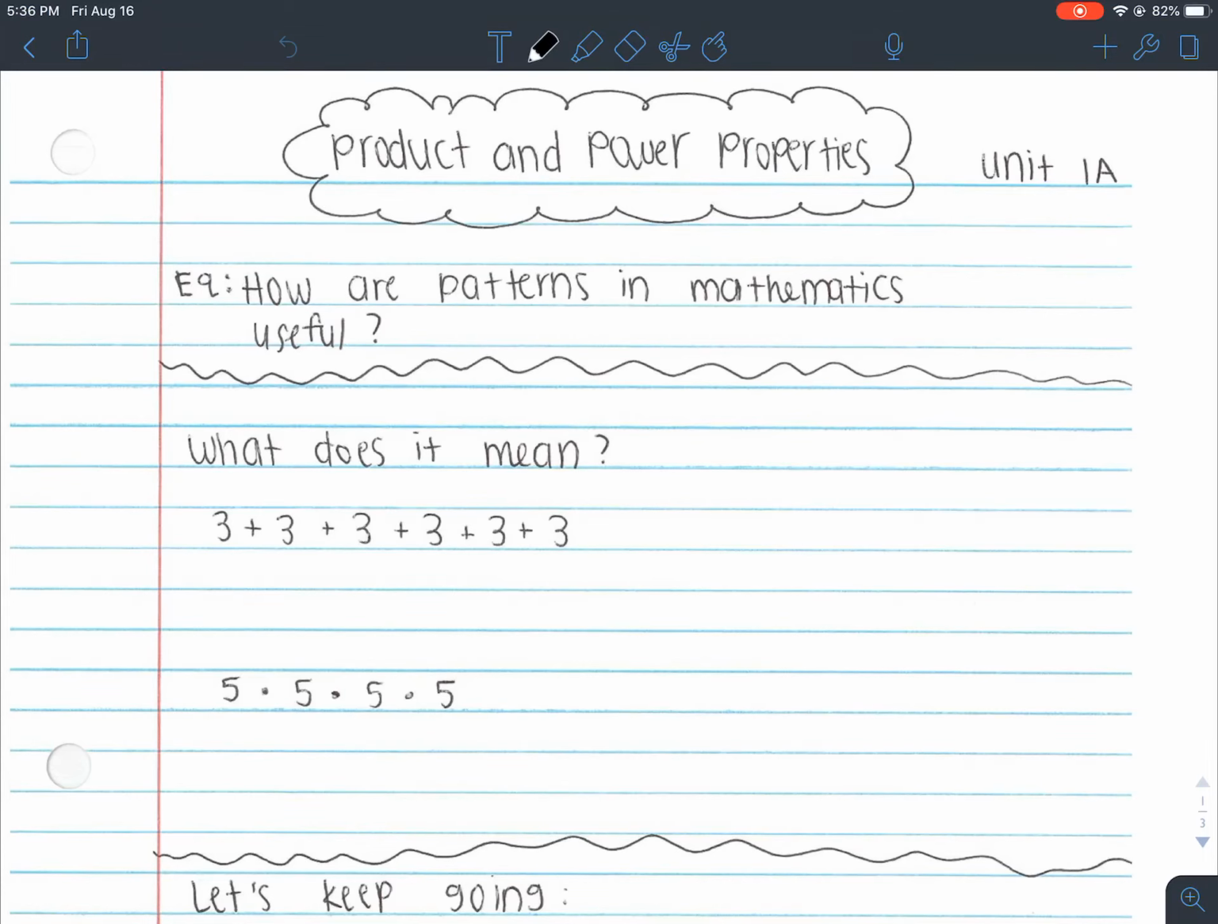Hey guys, welcome to the notes for product and power properties. These are two exponent laws that we're going to learn and we're going to apply. So if you're just having trouble with this, please come in and see me, because this is something that people do tend to struggle with.